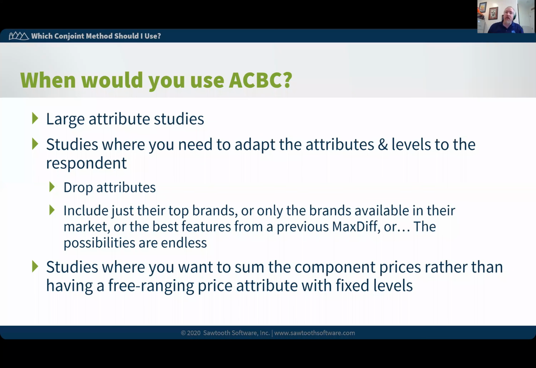So I can say, hey, if I'm doing a cell phone plan in the UK or in Canada, then I'm going to show Rogers, Wireless, and Bell. Or if I'm in the US, I'm going to show Verizon and AT&T. So I can have overlapping attributes, but then change the levels based on them not being available to them. So there's a lot of flexibility here with adaptive CBC.